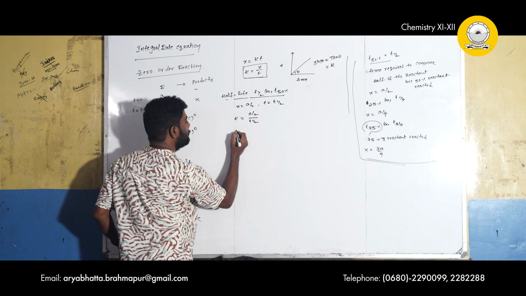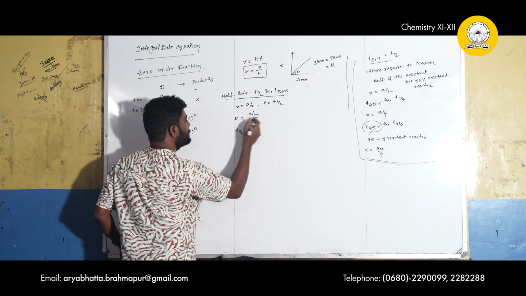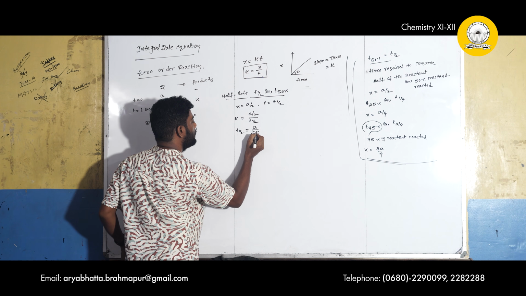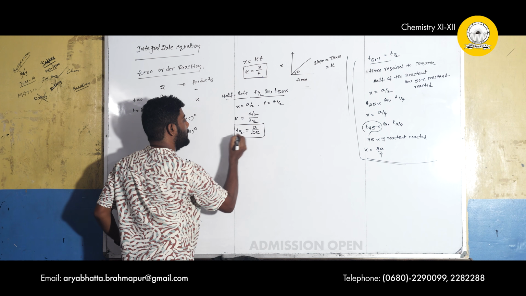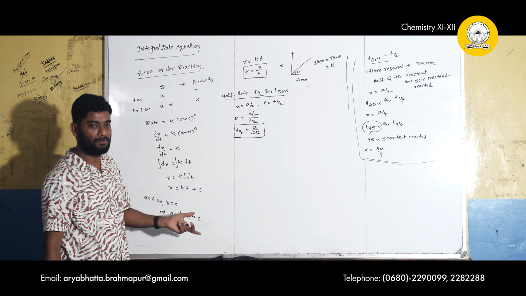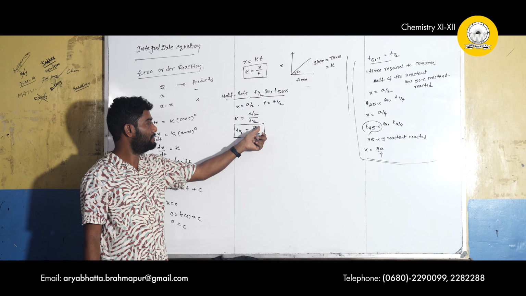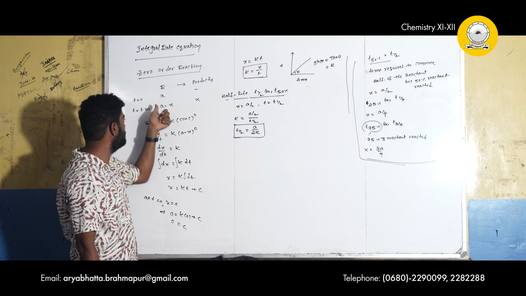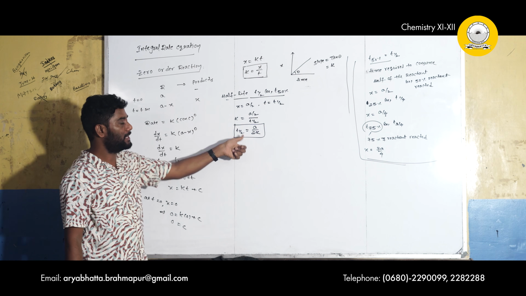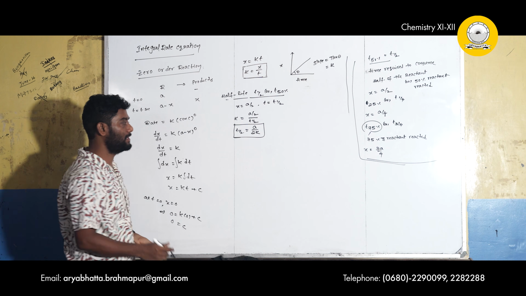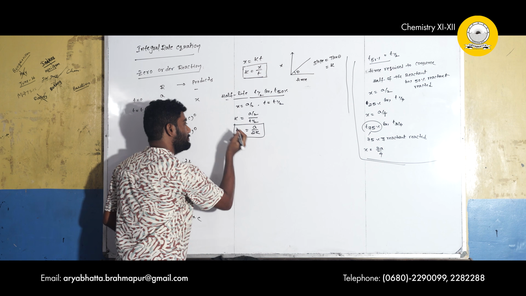So T half is equal to what? T half is equal to A by 2K. A is the initial reactant concentration. This is the way of application.